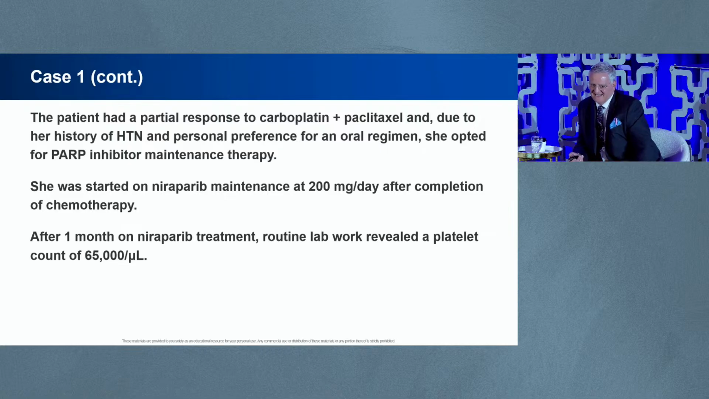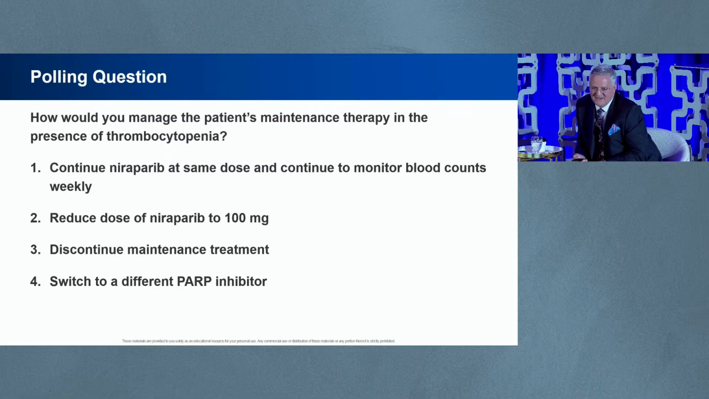So back to our case, the patient has a partial response to carboplatin paclitaxel, and due to her hypertension and personal preference, she opts for a PARP inhibitor, and she started on niraparib maintenance at 200 milligrams a day. And after 1 month of niraparib treatment, routine blood work reveals a platelet count of 65,000. How would you manage this patient's maintenance therapy? Continue niraparib at the same dose, continue to monitor blood counts weekly, reduce dose of niraparib to 100, discontinue maintenance therapy, or switch to a different PARP inhibitor.